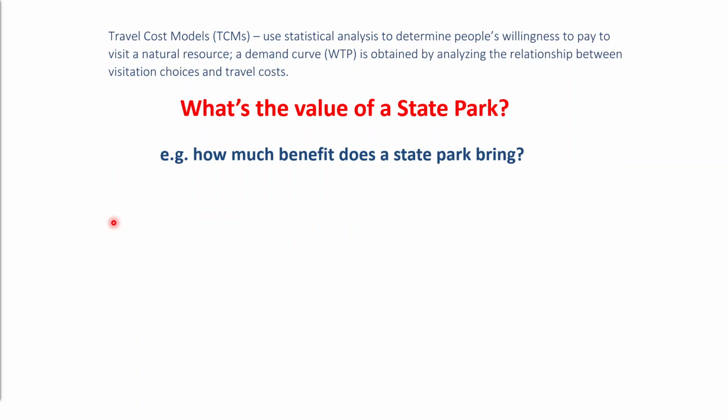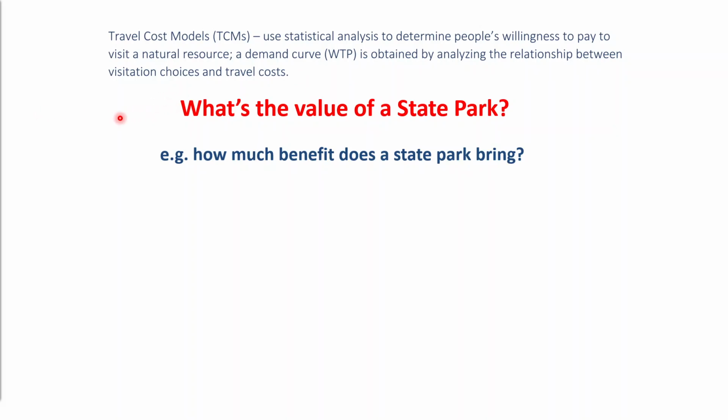The first one is the travel cost model. This is using statistical analysis to determine people's willingness to pay, which is value, to visit a natural resource. The goal is to try to obtain a demand curve. Now, we haven't talked about what a demand curve is yet. We will cover that in chapter 3, but don't worry too much about it.